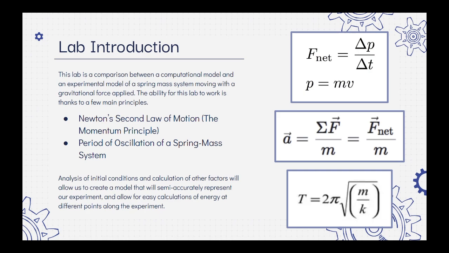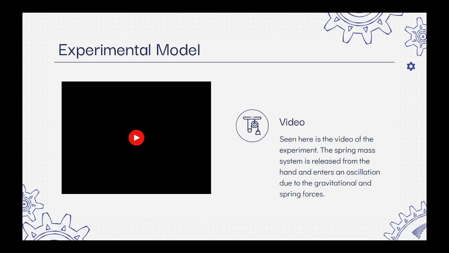Analysis of initial conditions as well as calculations of other factors will allow us to create a semi-accurate model to represent our experiment, and this will also allow for easy calculations of energy at all the different points, and also give us the ability to graph energy throughout our experiment. So here are the models I used.